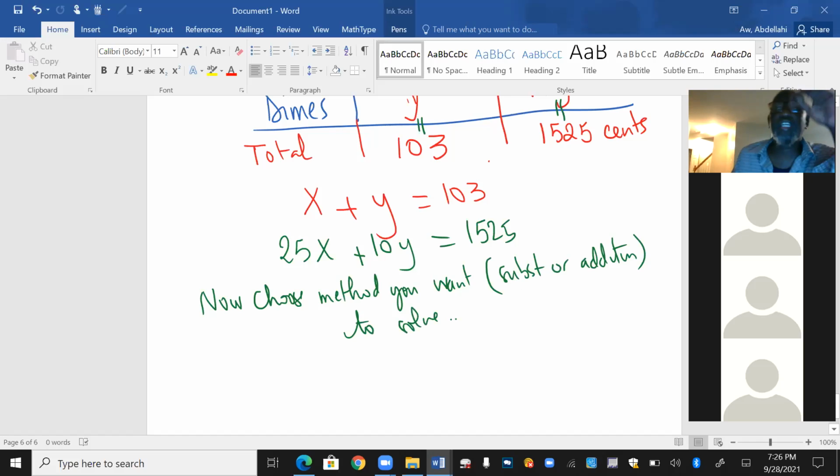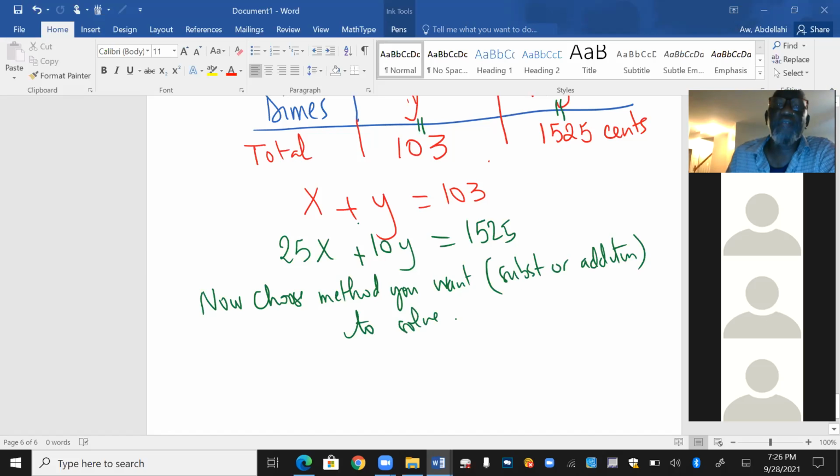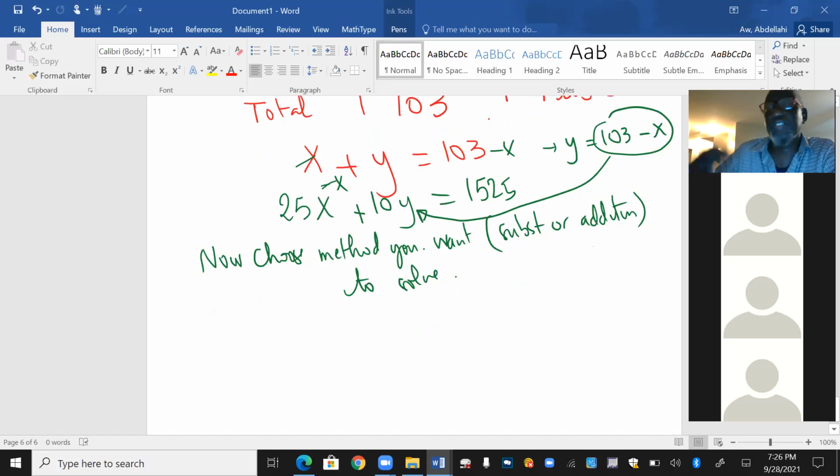Since we did addition this whole hour, let's try to remember substitution from last week. From last week's substitution, you choose one of the equations and solve for one variable. Let's say I choose this one, I solve for y: subtract x from both sides, so y equals 103 minus x. What I'm going to do is take this and put it here. That is the substitution method that we did last week.